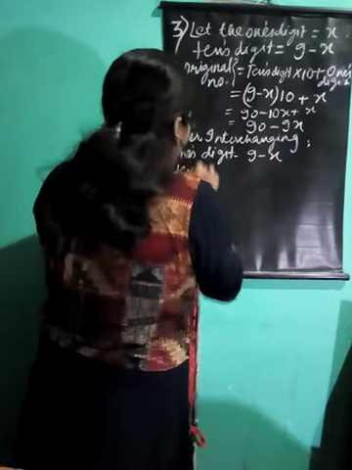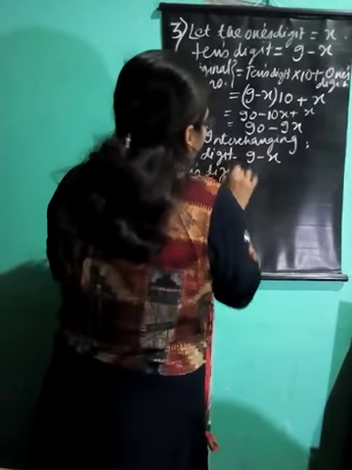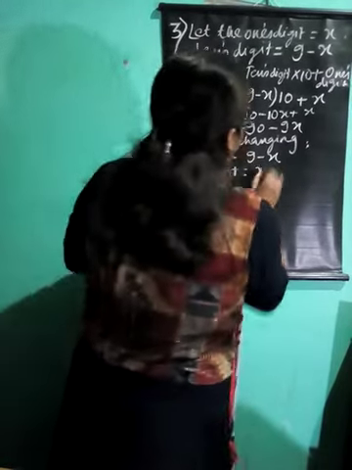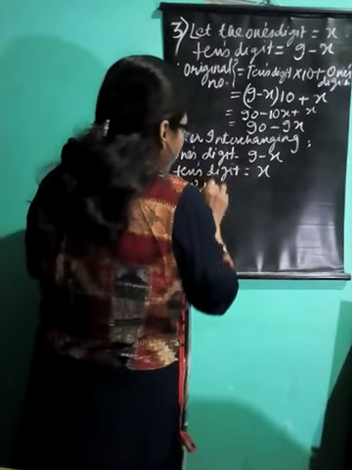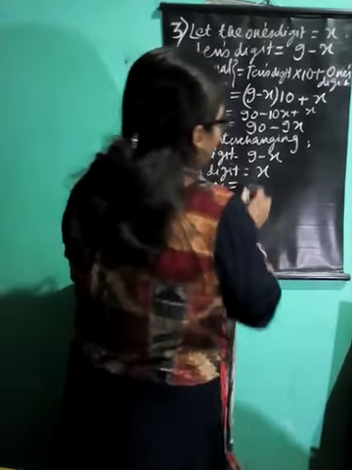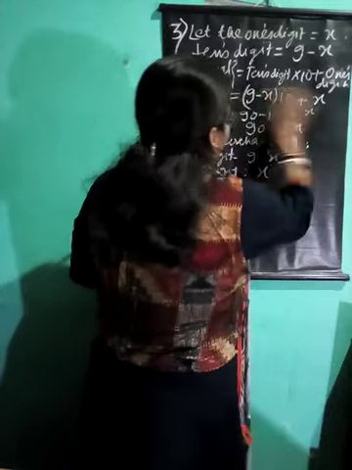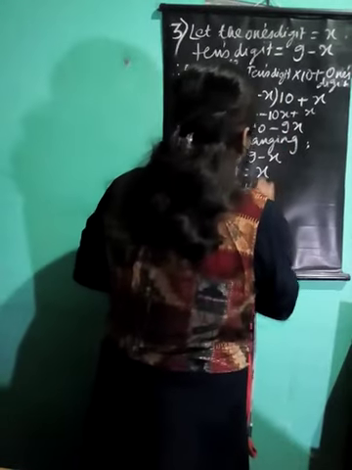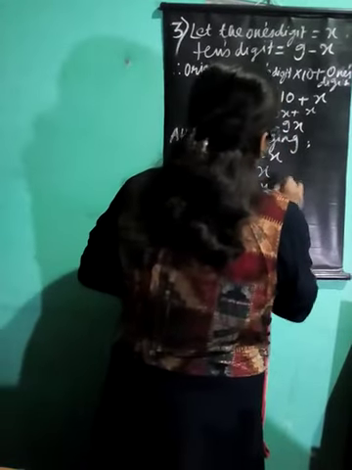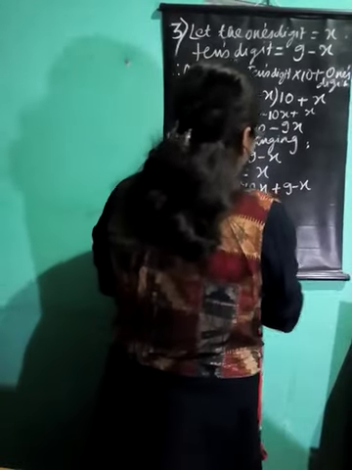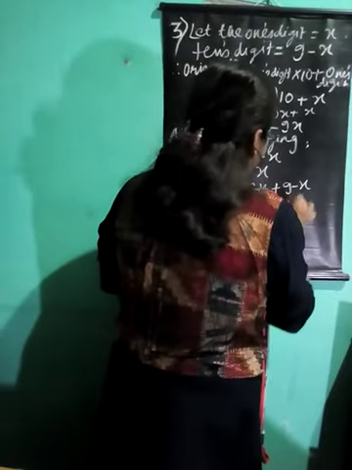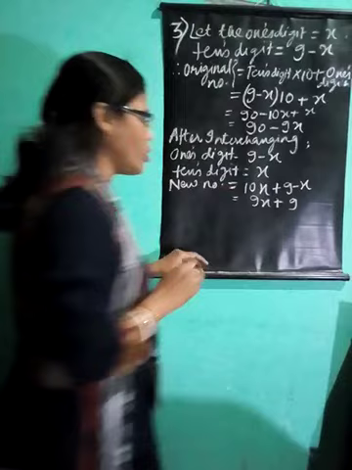And tens will become your x, which was your ones digit previous. Now the new number is equal to your same formula, tens digit into, so 10x plus 9 minus x. So you have it as 9x plus 9. This is your new number.